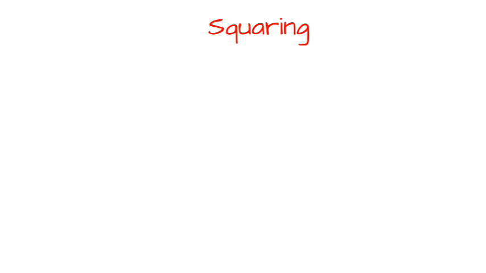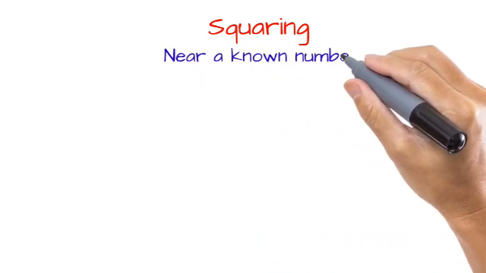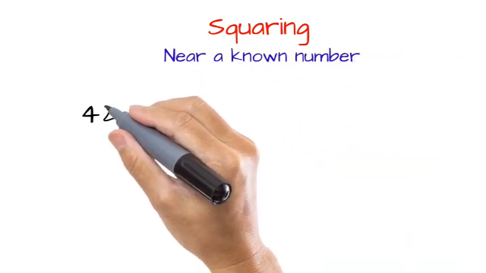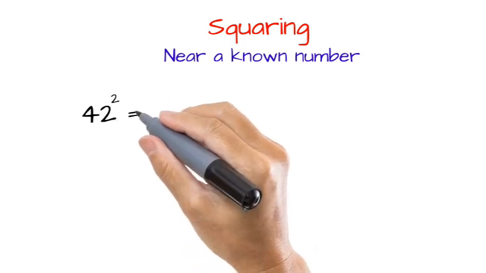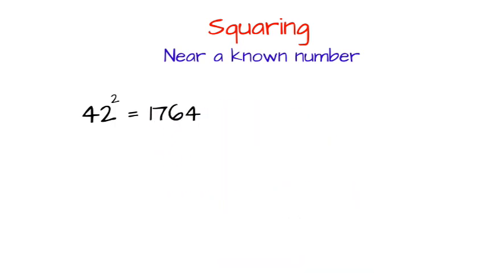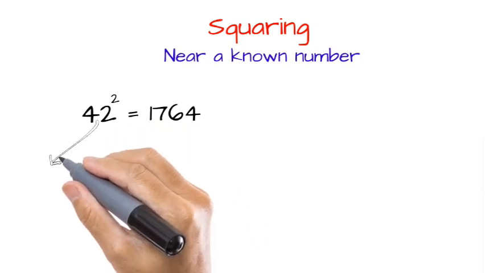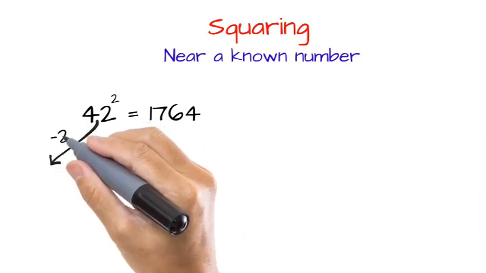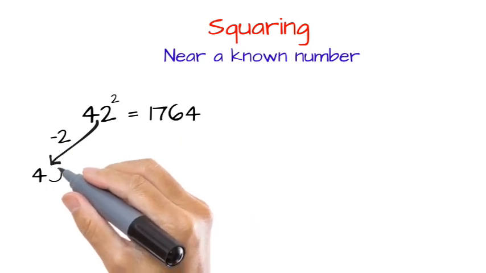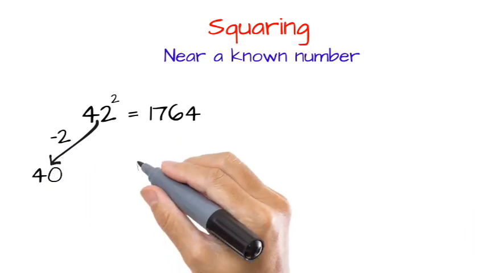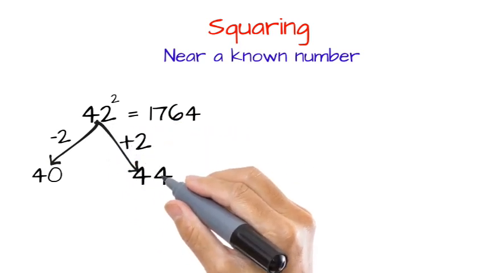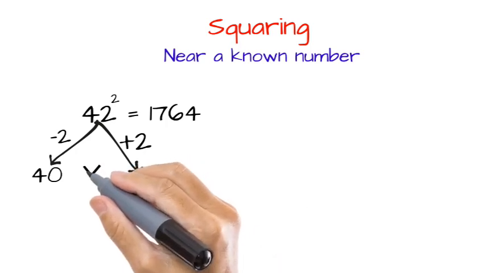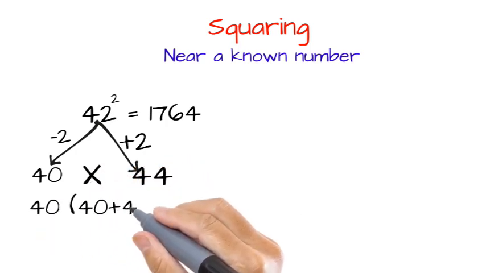And the next technique is for squaring near a known number. Let's say you want to square 42, the answer is 1764. How did I do this? This is the technique. 42 minus 2 is equal to 40, so obtaining a near number, and 42 plus 2 is equal to 44. So then you have to multiply 40 into 44.